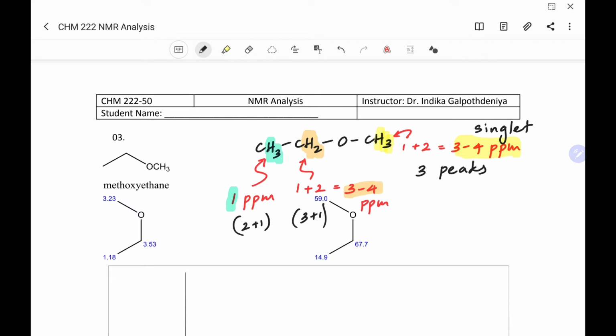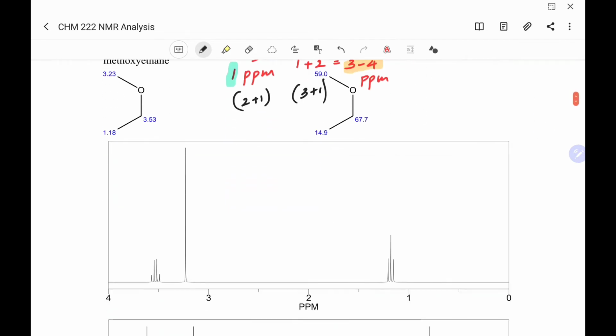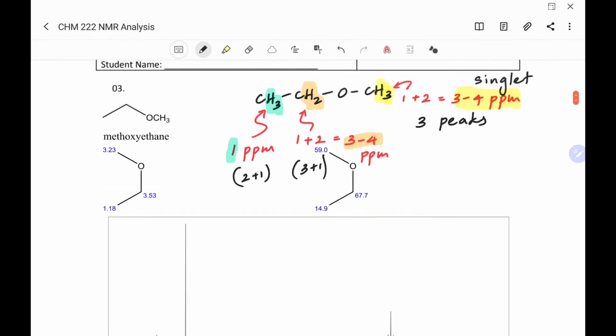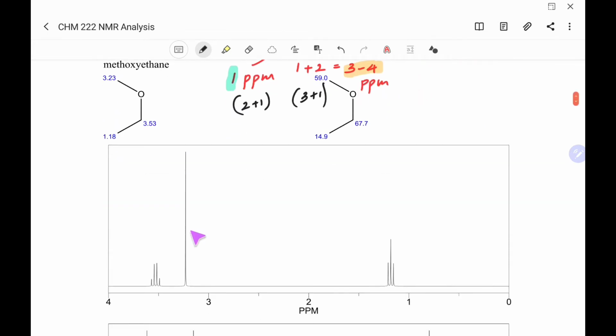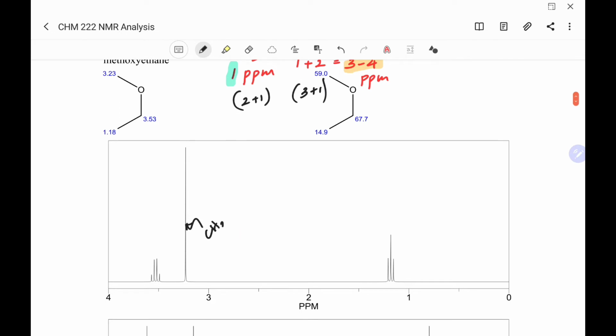It should be a singlet. All right, so let's take a look at it. You are expecting a singlet around 3 to 4 ppm. So that singlet is right here. This is your singlet. This is the CH3 that is on the oxygen. So that is your singlet.